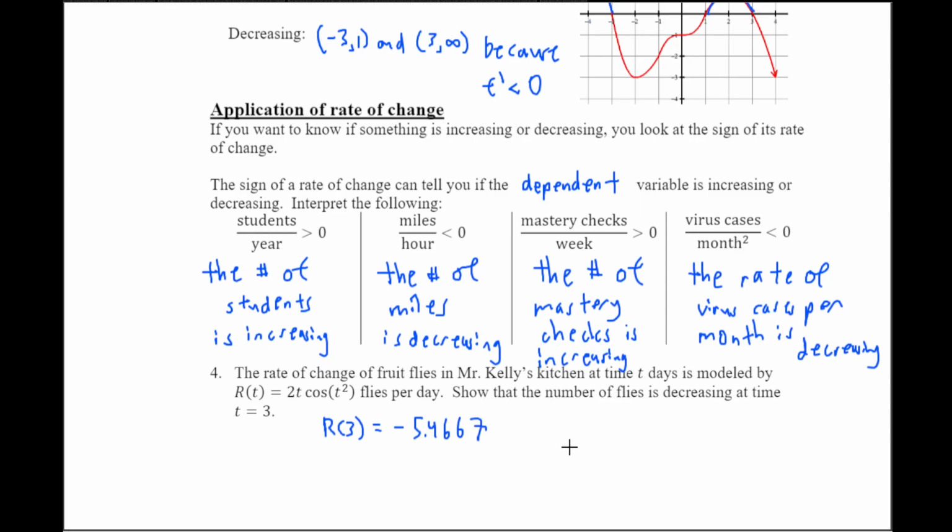A common mistake, because this sometimes comes up on the exams, AP questions too. Some students might make the mistake of doing r prime of 3 here, which sometimes you would. But in this case, you don't, because r of t is the rate. If r of t was the number of flies in Mr. Kelly's kitchen, then you would have to find r prime of 3 and determine whether or not that's positive or negative. But r of t is already the rate, so you do not need to do this. So you have to read problems very, very carefully. So because r of 3 is less than 0, so number of flies is decreasing.